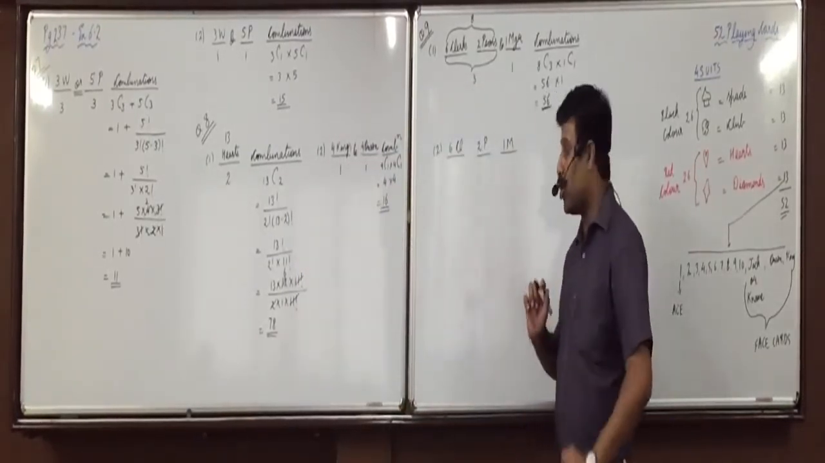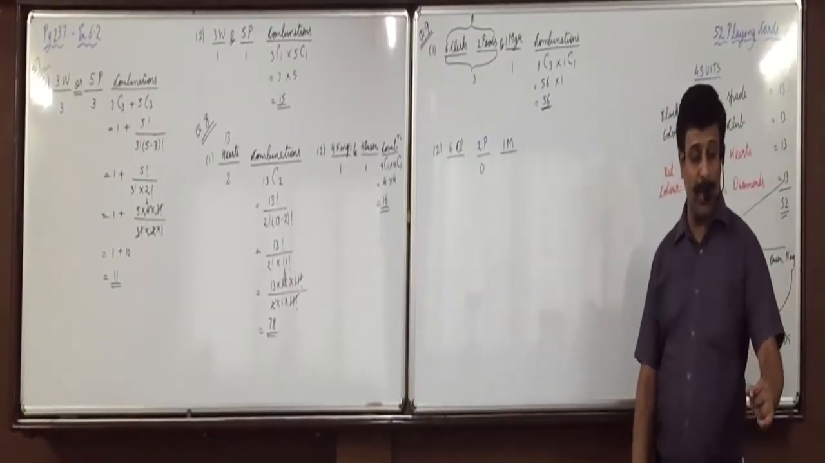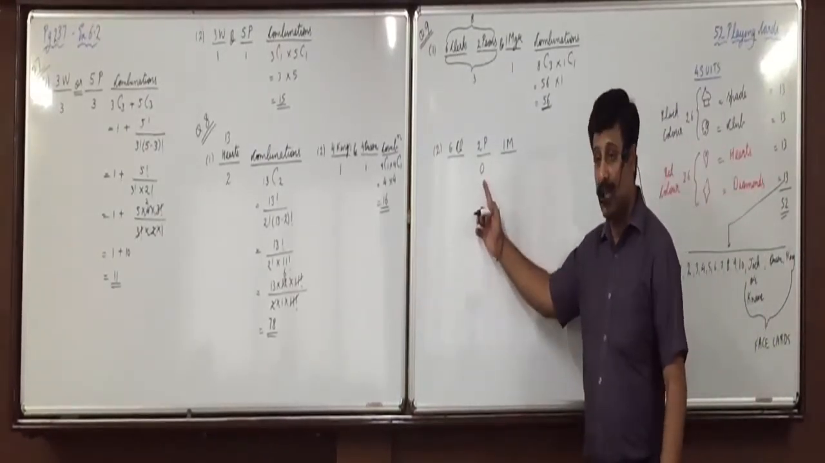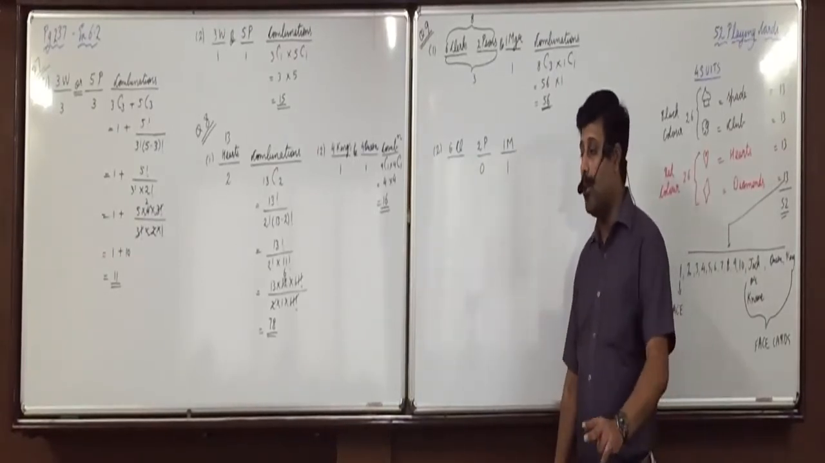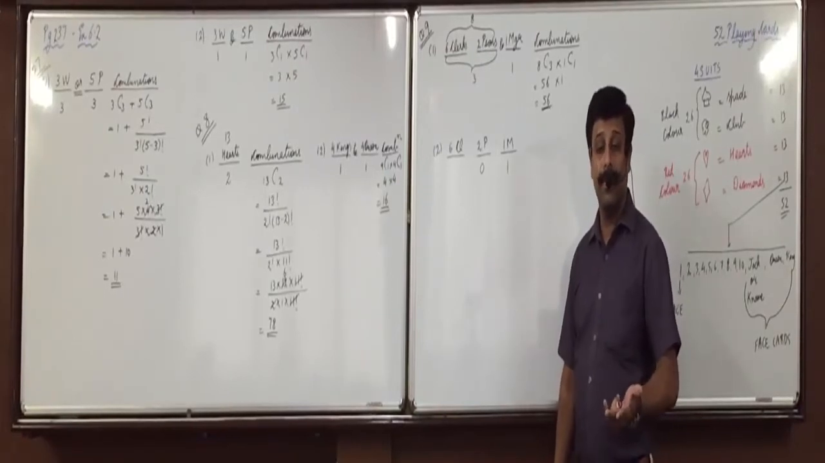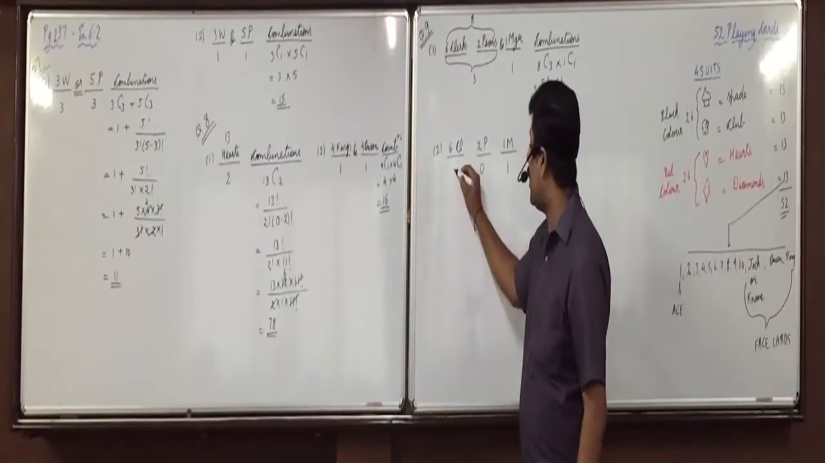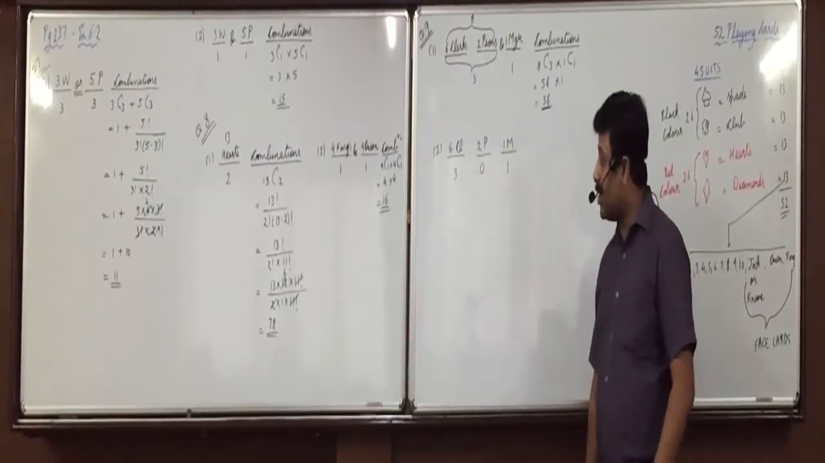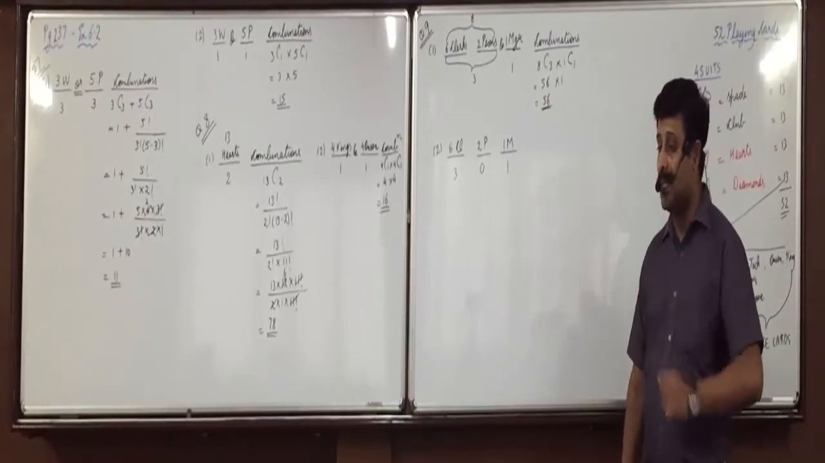2 peons are not to be selected means here there will be 0 selection. 1 manager is to be selected still. So now we have to select the remaining 3 people from where? Now we have to select the remaining 3 people from clerks only. So what will be the combination? 6C3 into 2C0 into 1C1.